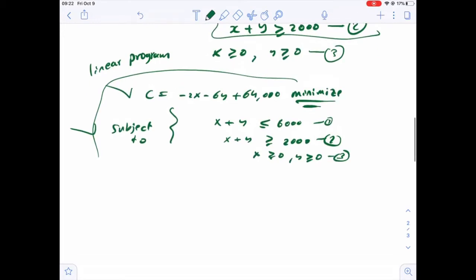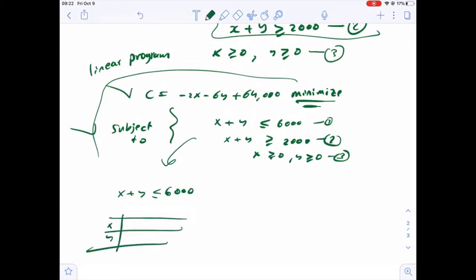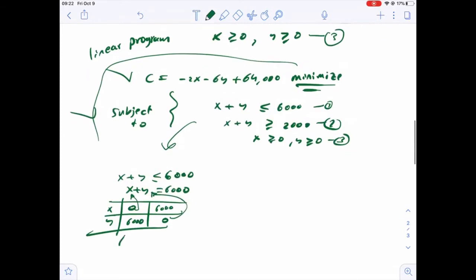Now in order to minimize the costs, we need to graph the region. So we start with the constraints. We have the first one, x plus y is less than or equal to 6,000, and here we make a table. We set x equals 0 and y equals 0, and then we find the corresponding values. Let's write this as an equation, x plus y equals 6,000, in order to graph that line. So when x is 0, y equals 6,000. And when y equals 0, x equals 6,000. And that means the points are (0, 6,000) and (6,000, 0).